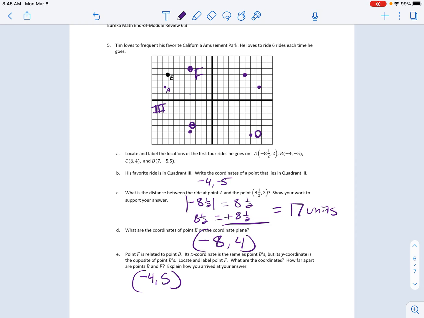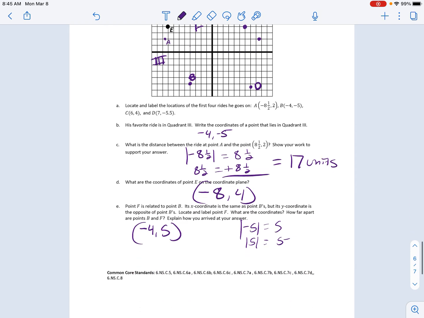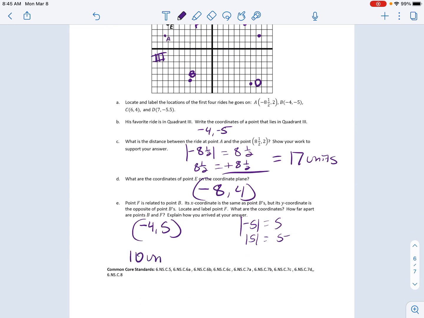And then it wants us to count the distance apart. Okay, well, the absolute value of -5 is 5. The absolute value of 5 is 5. We add those up, and they are 10 units apart. Okay? And how do we find that? Well, we used absolute value.